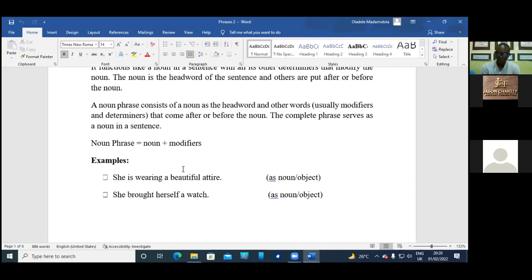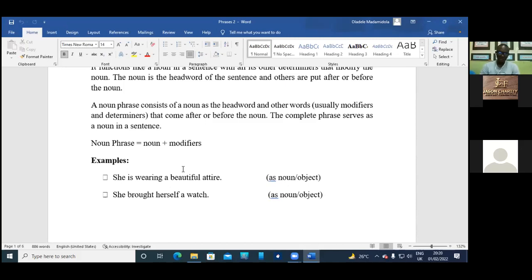Okay, so we have the boy, a girl, a big boy. So "a" and "big", in that sense, would be the modifiers that make the boy a phrase. So in that sense, we have a noun phrase with the head word as boy. The complete phrase serves as a noun in a sentence.